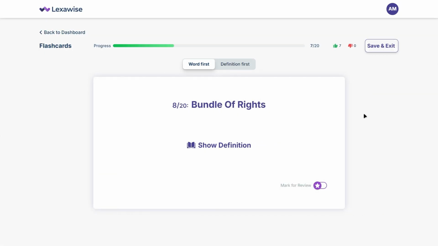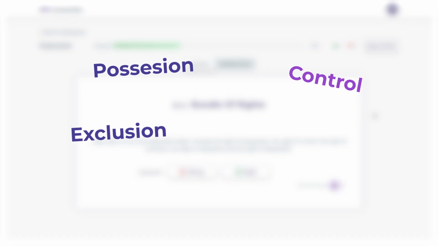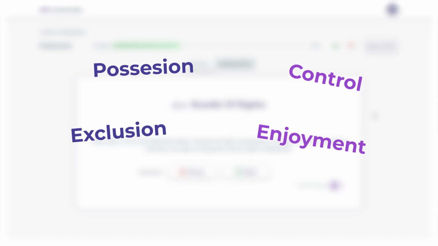Next term, bundle of rights. Bundle of rights: legal rights of the real estate title holder. Includes the right of possession, the right of control, the right of exclusion, the right of enjoyment, and the right of disposition.